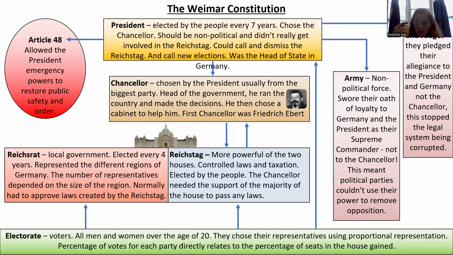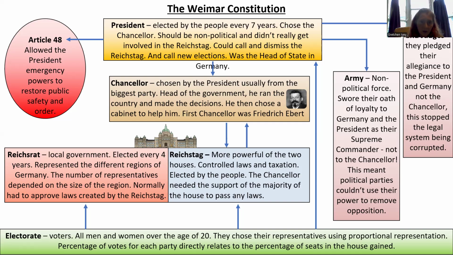Now, underneath is the chancellor, chosen by the president, usually from the biggest party, head of the government, and he ran the country and made the decisions. He then chose a cabinet to help him. First chancellor was Frederick Ebert that we just learned about.